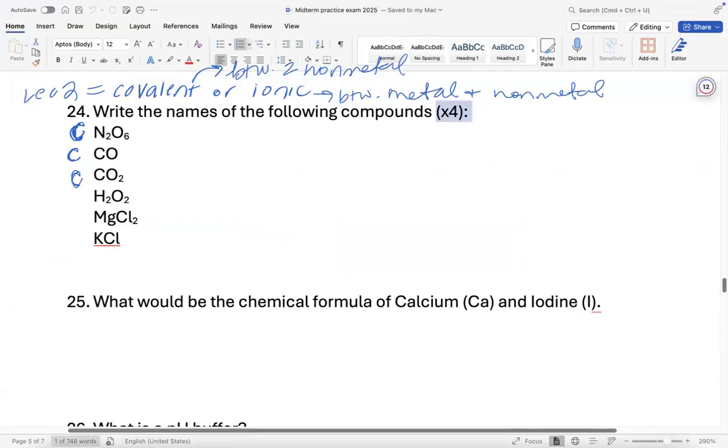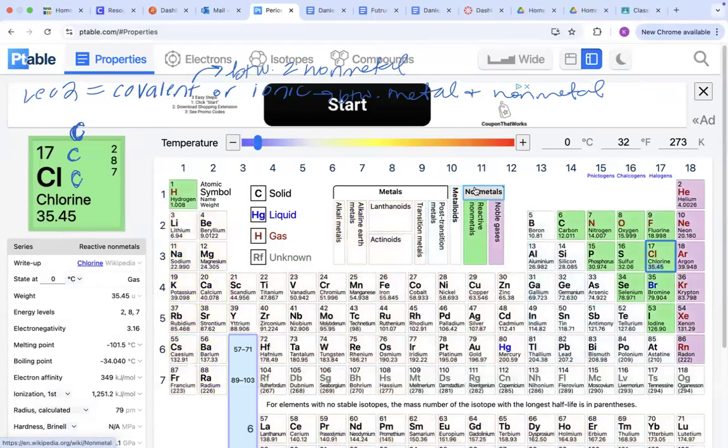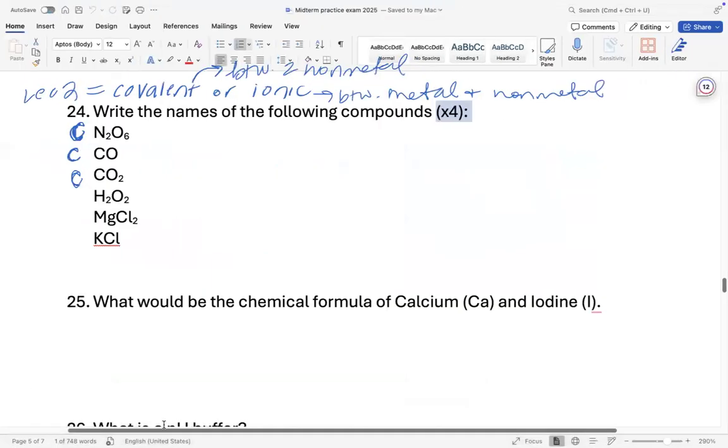Hydrogen and oxygen. Oxygen we already know is a nonmetal. Hydrogen is over here, but hydrogen's like the exception to every rule ever. And so hydrogen is a nonmetal, even though it is way over here. It's the one nonmetal that's out of place. So this is also a covalent compound.